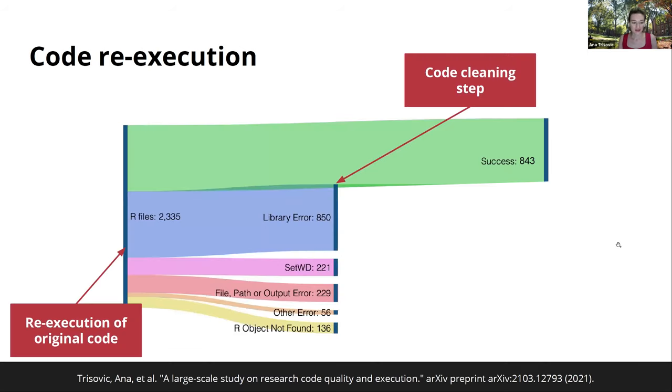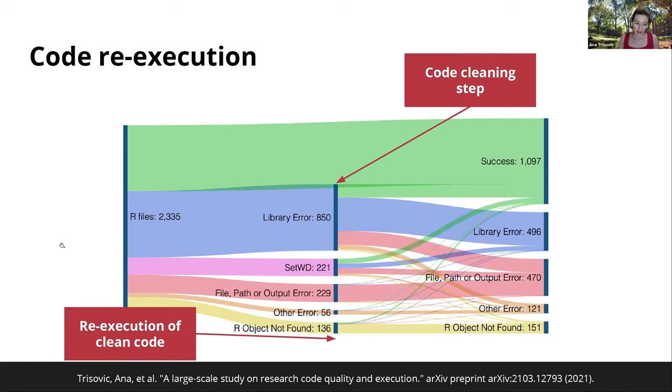Right. Okay, so now what happens when we re-execute the code? This is automatic re-execution of the code, and we had two phases in this part of the study. In the first phase, we would re-execute the original code. Then in the second phase, we would conduct some automatic code cleaning, such as detecting and installing libraries, maybe fixing some tasks, removing them, and then we would re-execute the code again. As you can see, some of the files ran out of the box, but library errors were predominant.